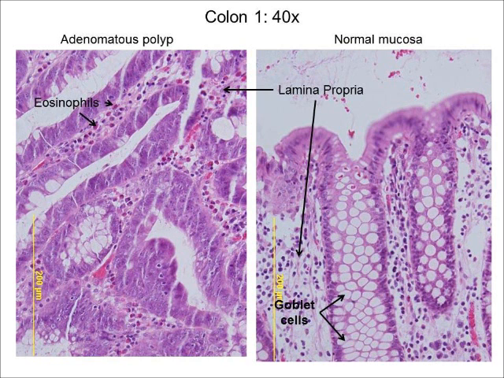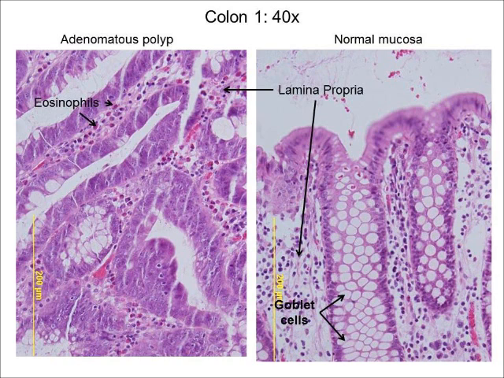Now switch to the 40x objective lens. This view shows a side-by-side comparison of the normal epithelium on the right and the adenomatous epithelium on the left. At this magnification, you can better see the differences between the normal mucosa and the adenomatous polyp. Clearly, there are fewer goblet cells. The cytoplasm is darker staining. The nuclei are larger and more elongated, and the nuclei are arranged more randomly than those in the normal epithelium, which are lined up in straight rows.